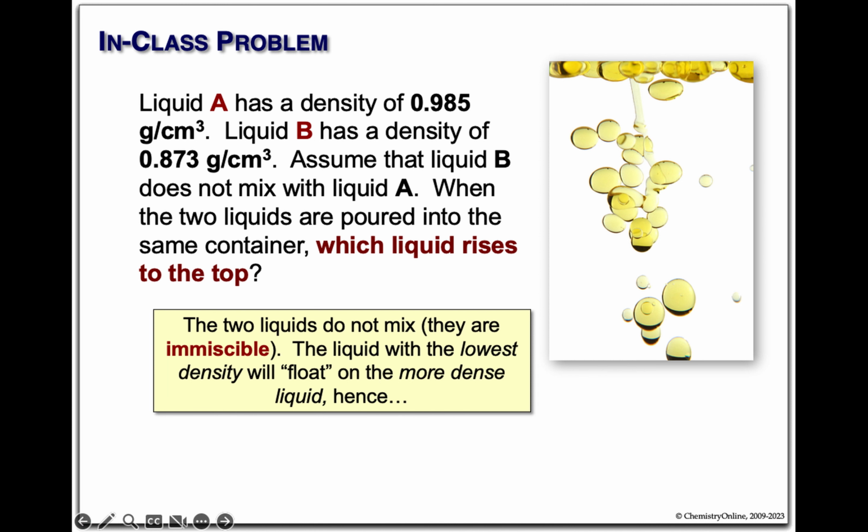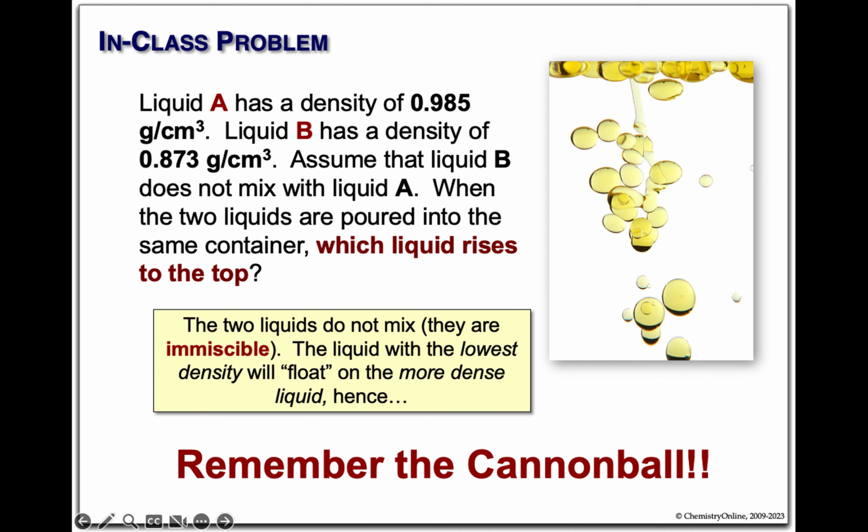The 2 liquids don't mix. The word for that is immiscible. The thing with the lowest density will float. Remember the cannonball. Lowest density floats on the heavy density.